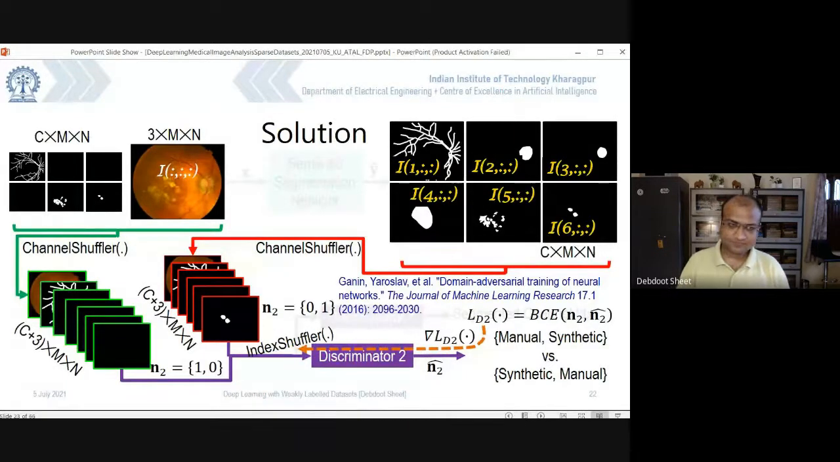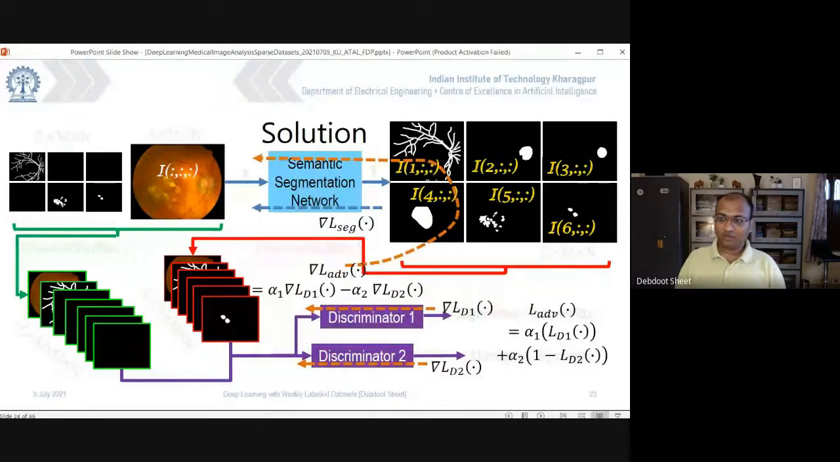Okay. Now, once we are able to do all of this, what do I want to achieve? I want this semantic segmentation neural network to be such that the segmentation loss is minimized. So I will backpropagate the direct gradient of the segmentation loss through this network, because I want to minimize the segmentation loss. Along with that, I want to do something with my discriminators, or what I call my adversarial losses.